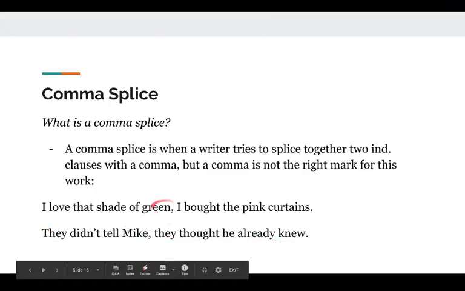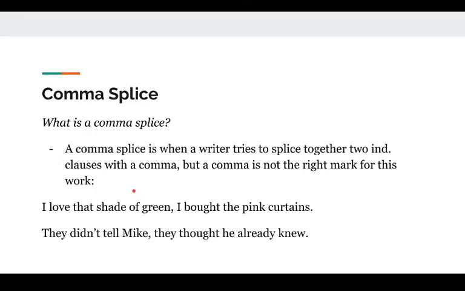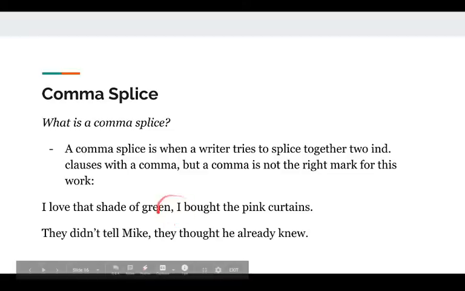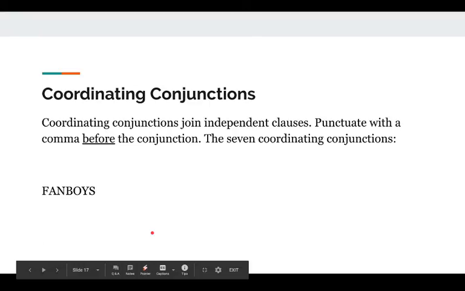So on the left and right side of the comma, we have two independent clauses, but just joining them with a comma doesn't, one, give the sentence any sense, or two, kind of lead to anything. It's just saying one and two. So because these are two independent clauses, we can't just join them with a comma.